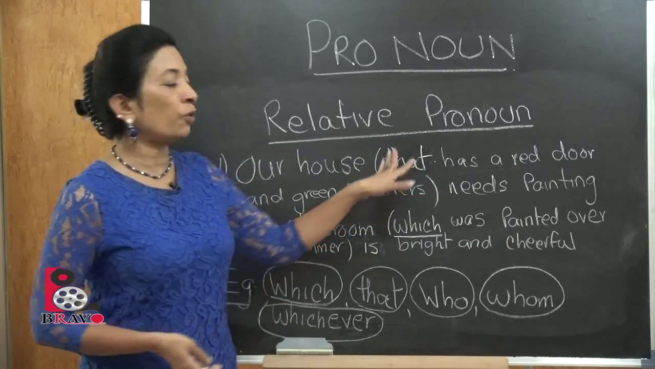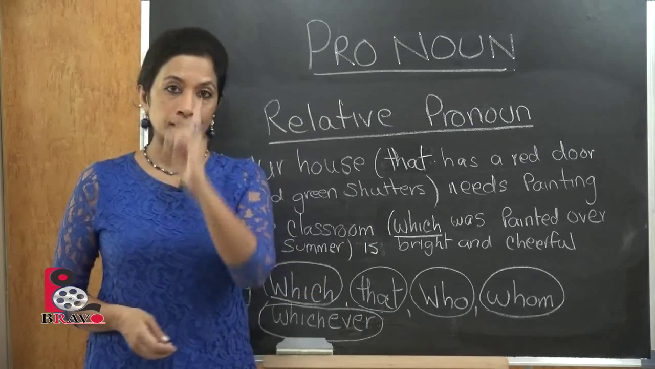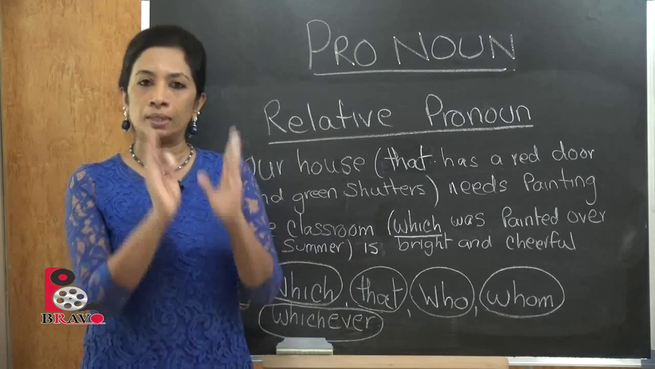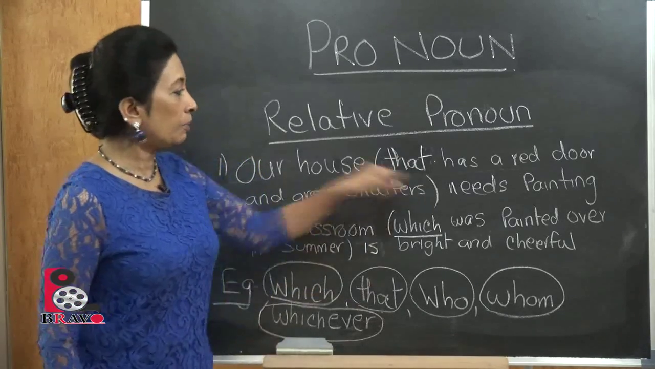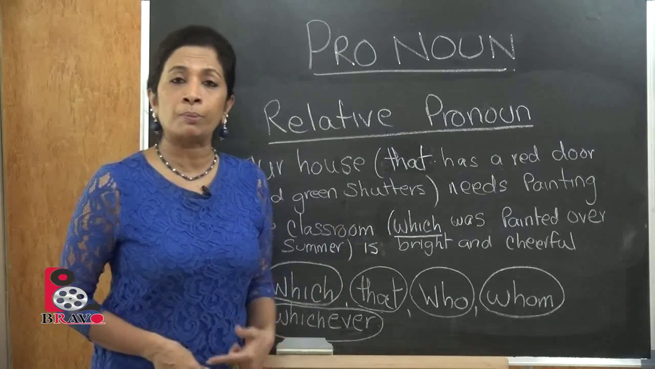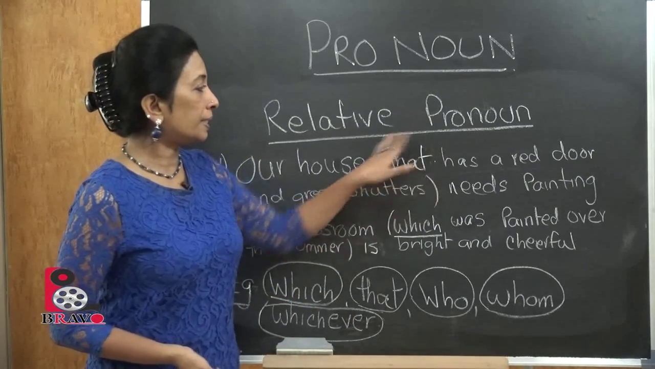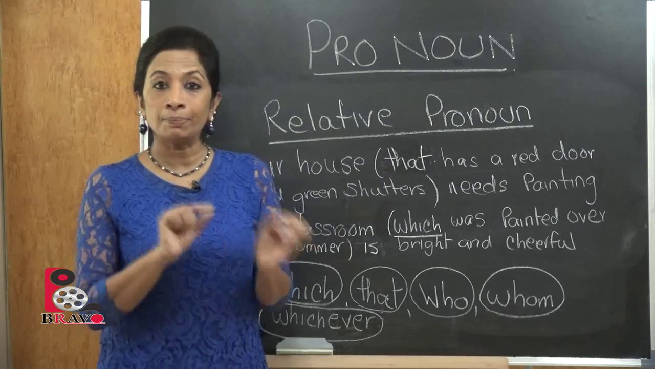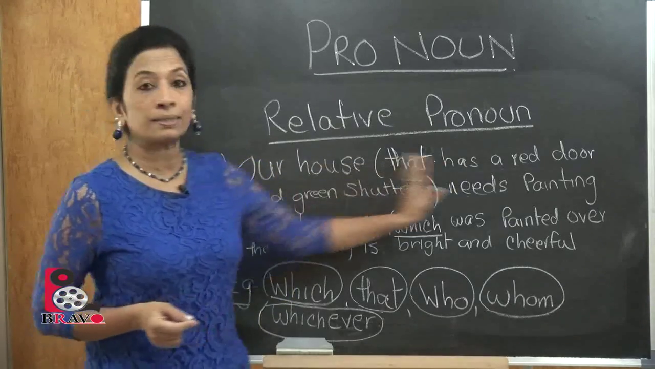You saw it before when I used which. That means it's just that one property only. The moment you say that, it means it's more than one property that they own. So you can see how the meaning changes, but the sentence remains the same.